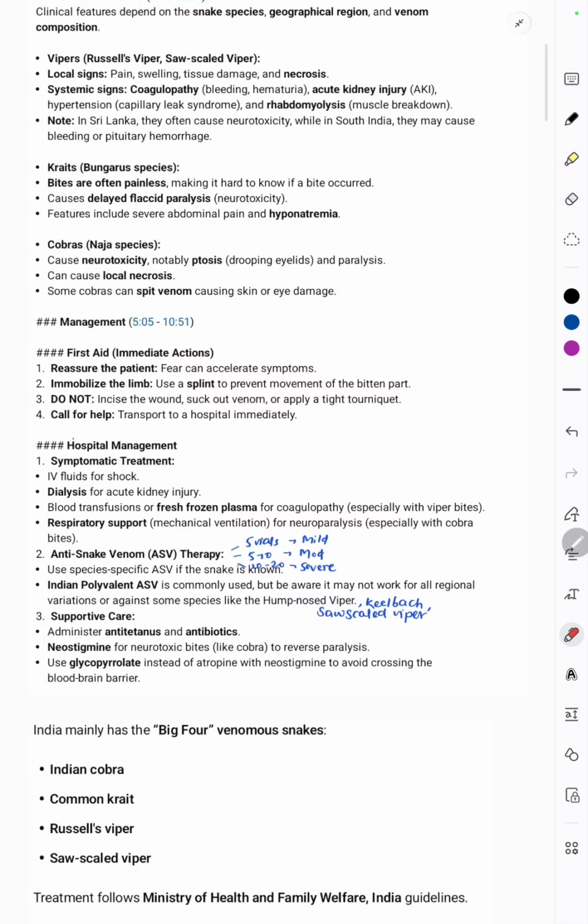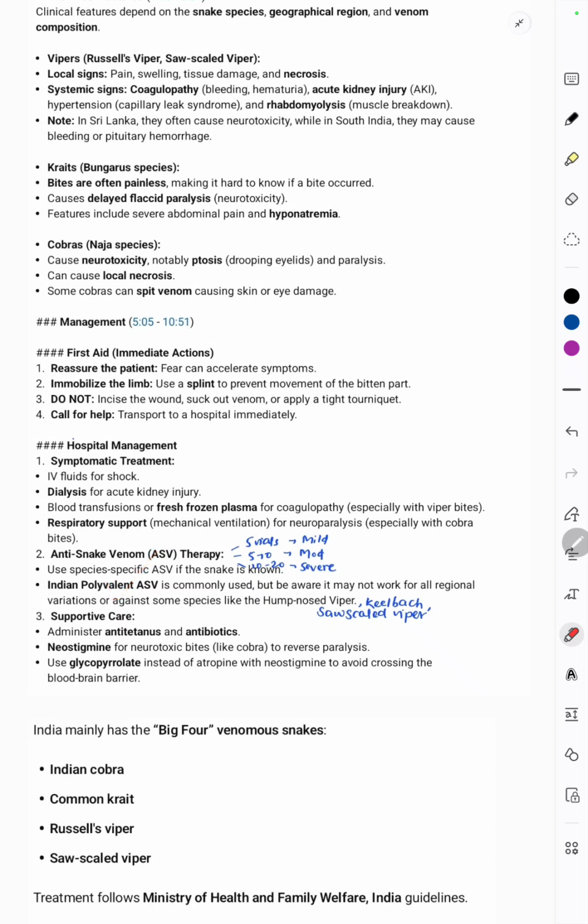Management. The first line management is to reassure the patient, immobilize the limb, and use a splint to support it. Do not do suction, do not make any incision over the wound, or apply a tourniquet. Call for help and transport to the hospital immediately. In hospital management, IV fluids are given for shock, and dialysis should be done for acute kidney injury. If it is a viper bite, then blood transfusion or fresh frozen plasma is given for coagulopathy. If it's a neurotoxic snake, then respiratory support and mechanical ventilation are given for neuroparalysis, especially with cobra or krait bites. Then polyvalent antivenom is used.